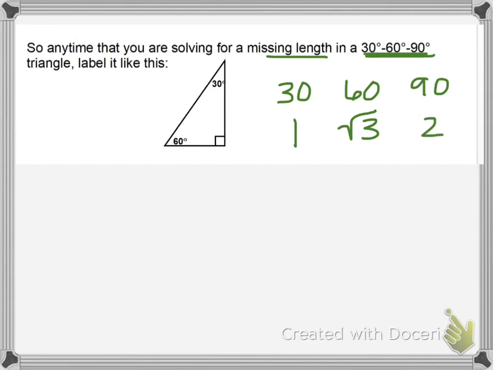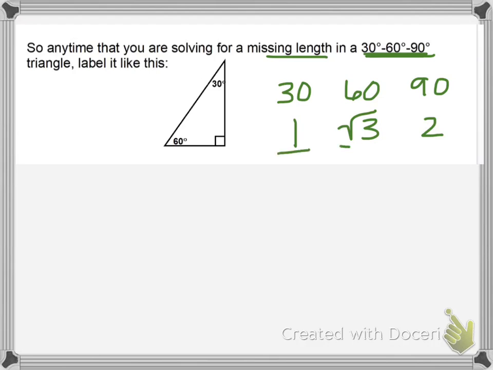Now, the hardest thing is for you to make sure that you don't get this ratio mixed up with the ratio for 45, 45, 90. Remember, that one was 1, 1, square root of 2. This one is 1, square root of 3, 2. So it's a little bit different, real easy to get mixed up. Make sure you've got those written down somewhere.